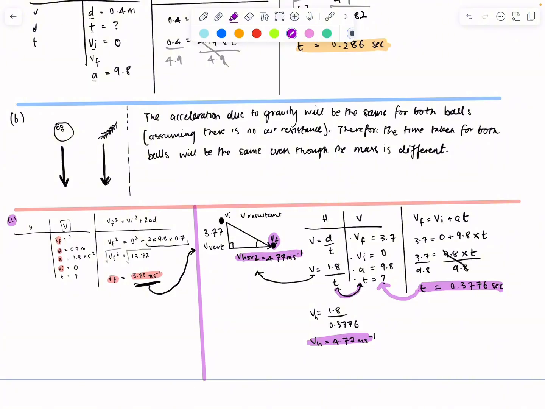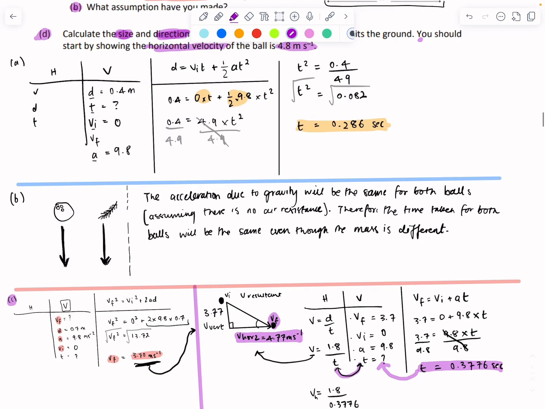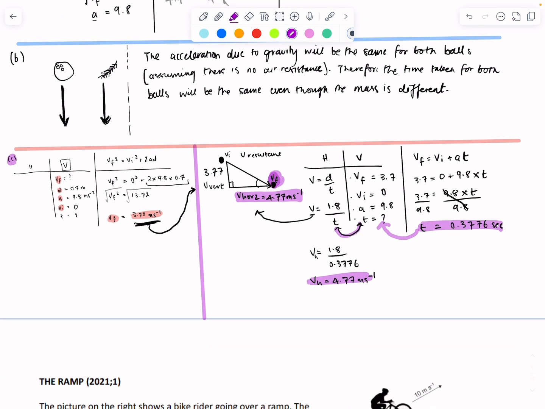So we've done that part of the question, we've worked out the horizontal. What we want to find out now, let's have a look. It's asking us, we need to calculate the size and direction of the velocity of the ball just before it hits the ground. So the final velocity over here. And it's not the final vertical velocity this time, it's the resultant, okay? It's the final resultant velocity. So how the heck do we do that?